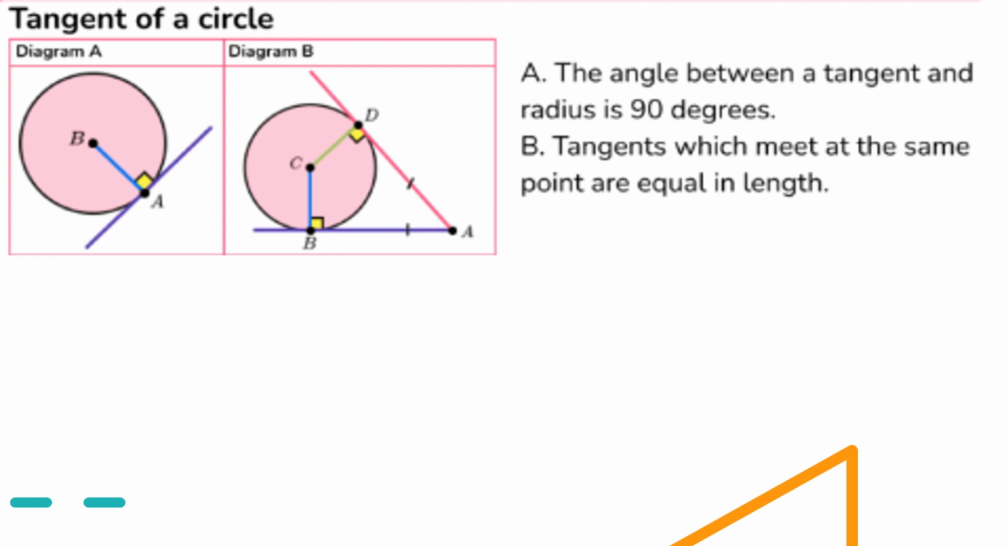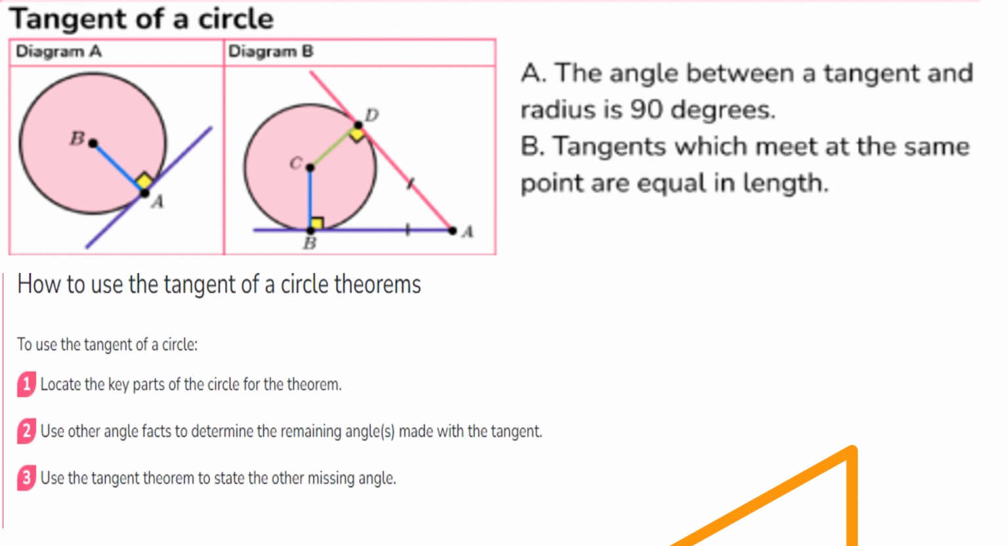Tangent of the circle. A. The angle between a tangent and a radius is 90 degrees. B. The tangents which meet at the same point are equal in length. How to use the tangent of the circle theorem?